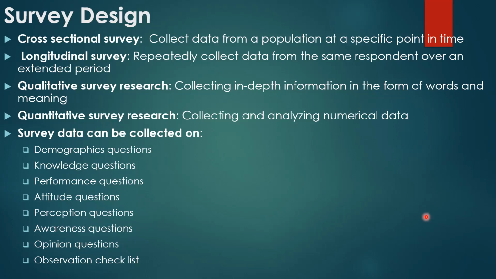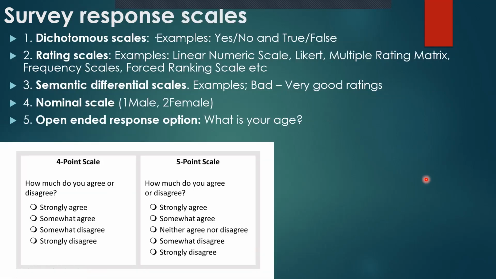The same with awareness. How do we pose awareness questions, and what do the answer options look like? So that's something that you need to check. They are very different. So like I said, most of the survey response scales are aligned with the type of questions. The response scale for knowledge questions is different from that of attitude, and different from that of perception. So you need to go and check them.